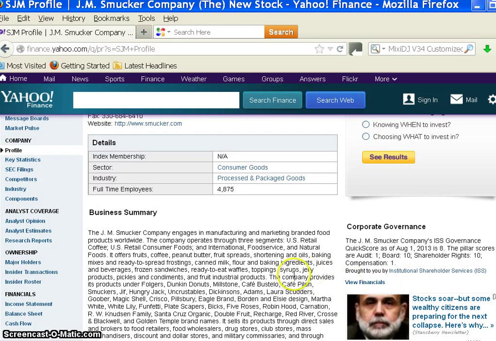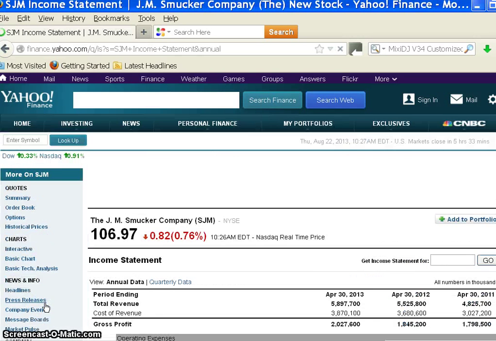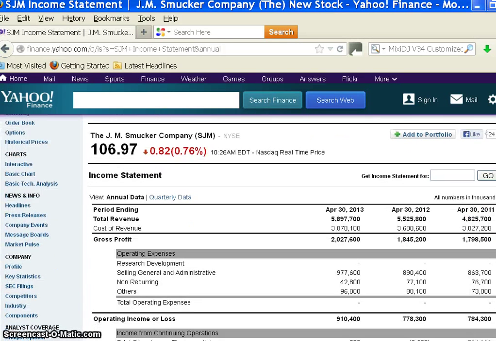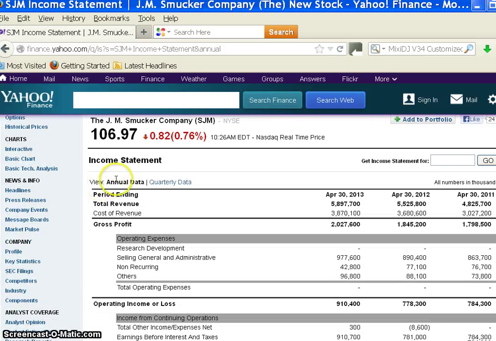Another thing your assignment asks for is that you find out the company's annual revenue for the most current fiscal year and their annual net income for the fiscal year just recently completed. If we click on income statement, that's where we would get that information. And you can either select annual data or quarterly data. Well, we want annual data, and you can see here for Smucker, their most recent annual fiscal year ended on April 30, 2013.